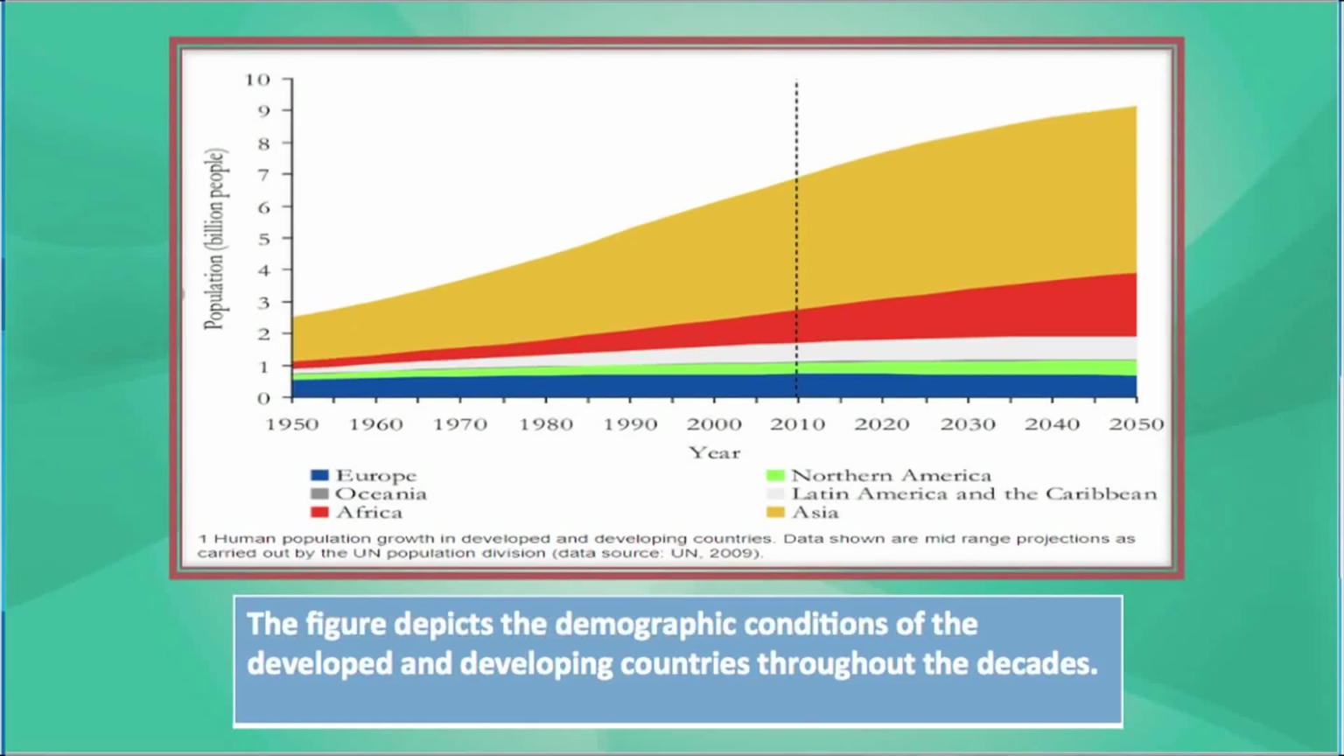So in this figure, we can see the demographic conditions of the developed and developing countries throughout the decades. As you can see, in the developing countries, the population is growing and growing, and it tends to grow till the year 2050. In contrast, if we compare the developed countries, the rates are quite stable, as you can see in the figure.